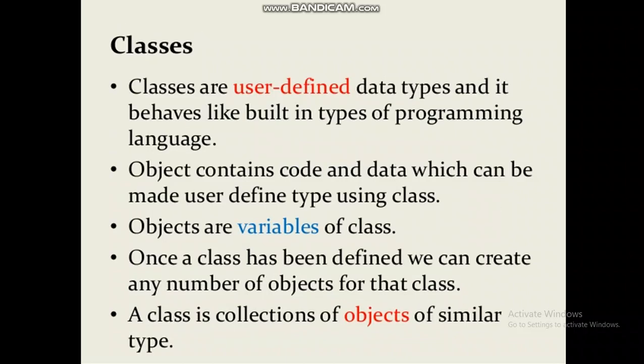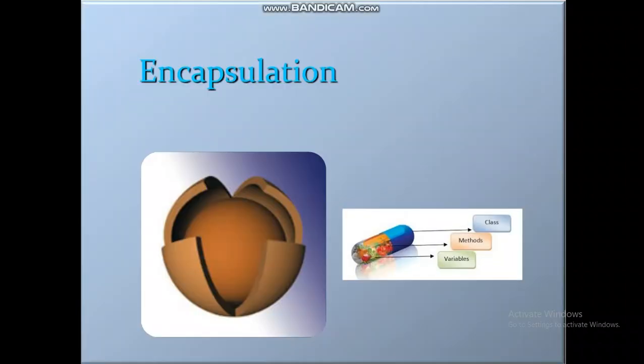Classes. Classes are user-defined data types. They behave like the built-in types of a programming language. Objects are variables of the class. A class is a collection of objects of similar type.